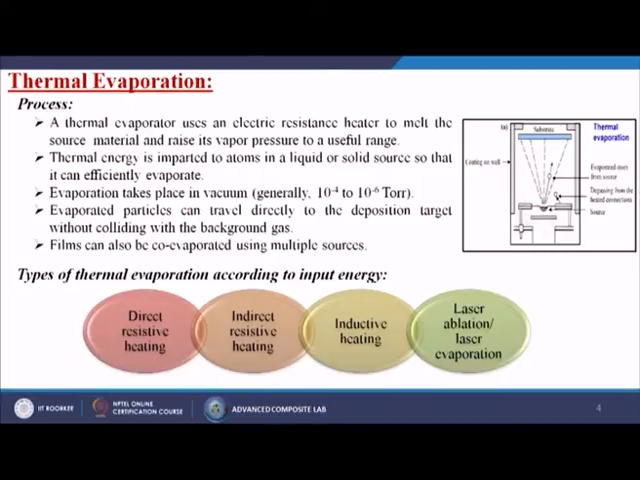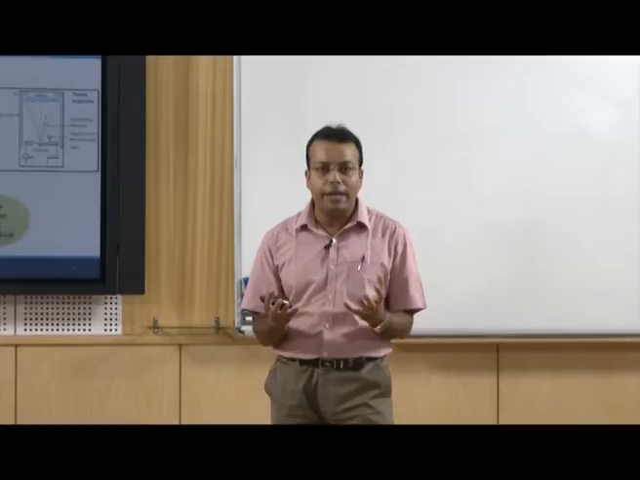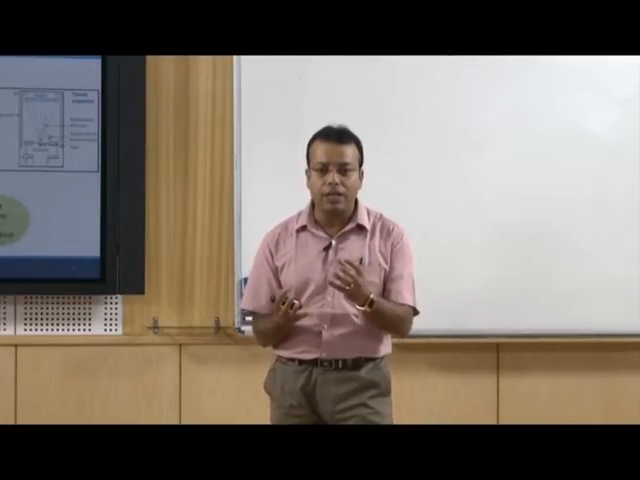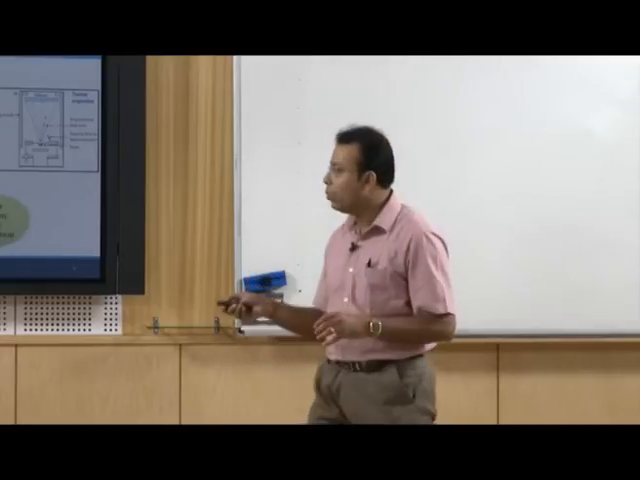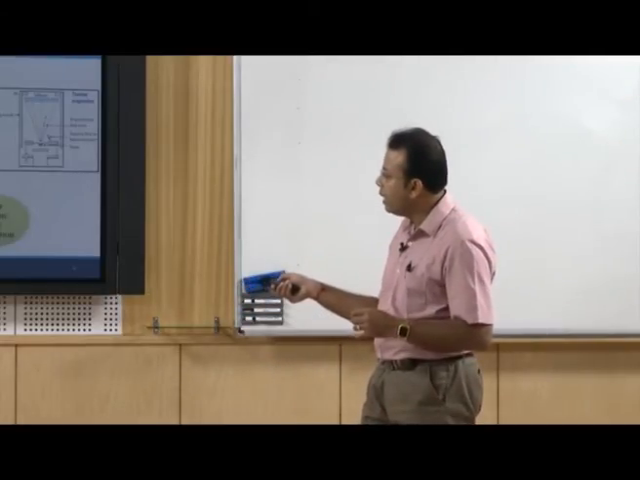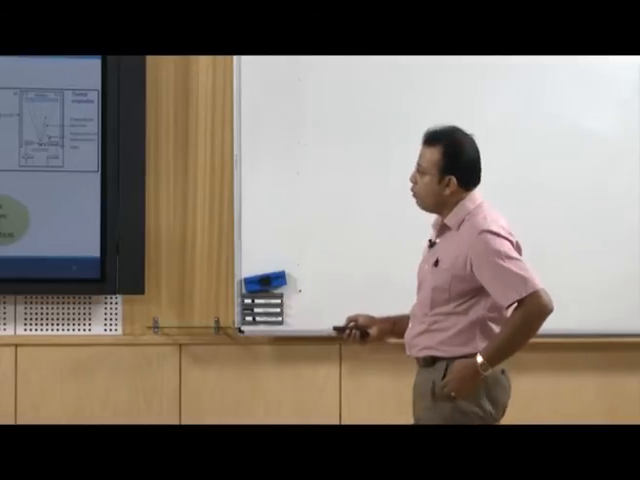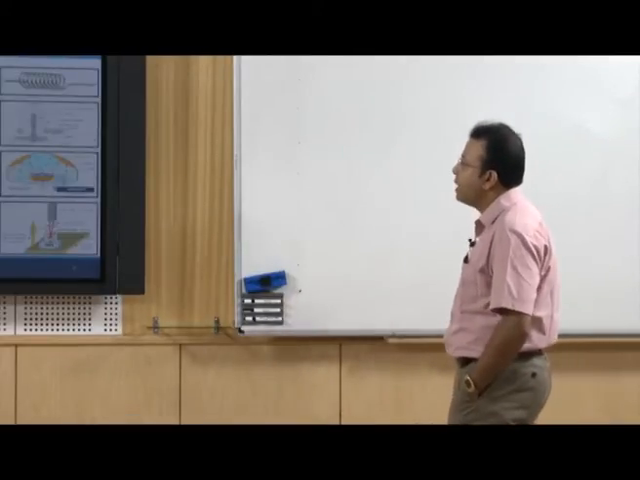So, now from this we can see that there are several thermal evaporation methods according to the input energy. The first one is called direct resistive heating, then indirect resistive heating, inductive heating and laser ablation. As I already mentioned, there are different types of energy sources. It depends on how we give the energy; depending upon that, we name the different heatings and different thermal evaporation methods. So, first we are going to discuss direct resistive heating.